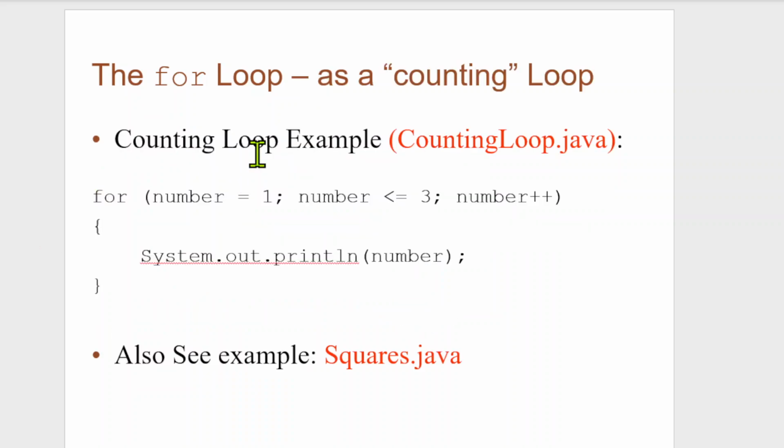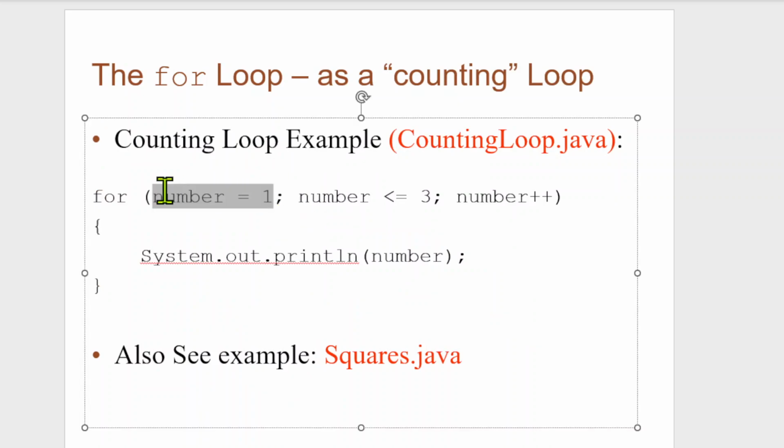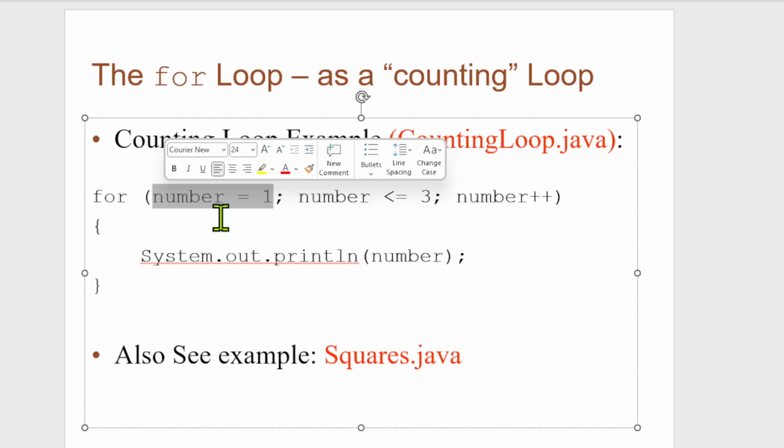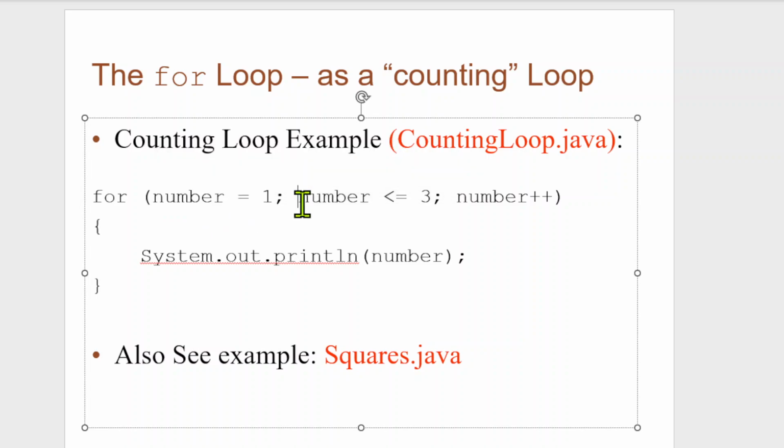So in this example counting loop, we initialize our number to 1. We ask, is the number less than or equal to 3? If it is, then you can do this. And then we tell it to increment the number by 1.